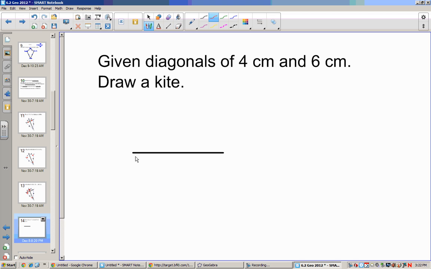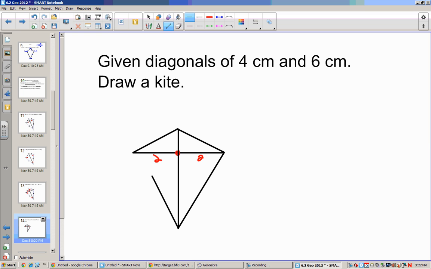Now if we have diagonals of 4 centimeters and 6 centimeters, you draw this out about 4 centimeters, go halfway, and that's going to be 2 centimeters, so 2 and 2. Now we just draw the perpendicular bisector and make that 6 centimeters long. So now once we have the diagonals, we can draw the sides, and we have a nice, wonderful kite.